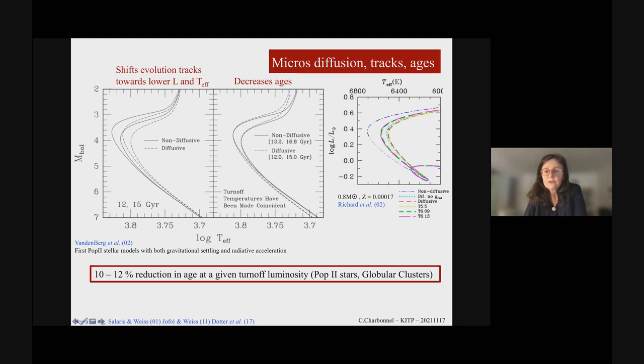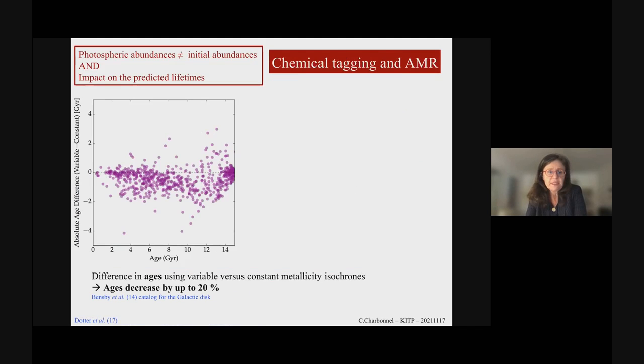And here you have tracks for the models that I showed before with different turbulence. And you see that when you have only atomic diffusion, you shift to the red here, and when you have turbulence, you move again slightly to the blue. So the truth is between these two extremes, and this leads to a reduction of about 12% in the age at the turnoff, and this was a way to reconcile the age of the universe to the age of the globular clusters. So it's very important to determine the age of star clusters.